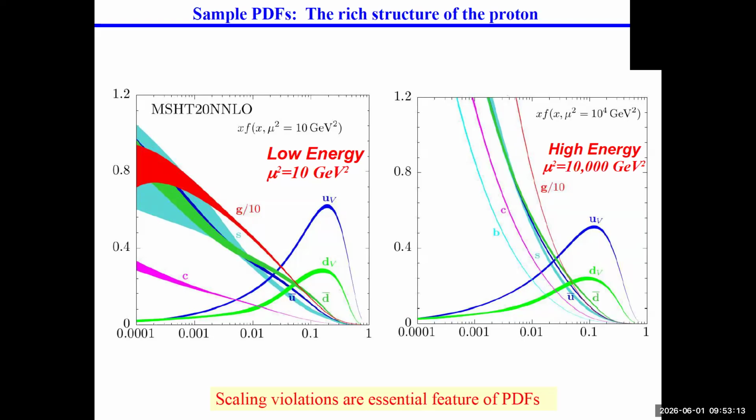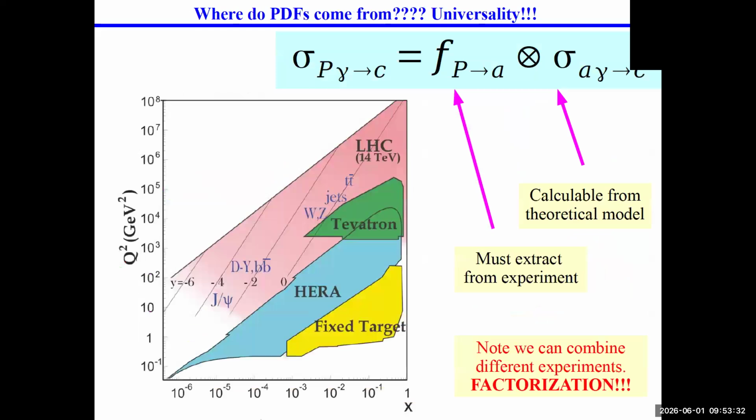Okay, and so this is what it looks like at low energy, 10 GeV squared, but then I crank it up to 10 to the fourth GeV squared, or 100, and you see they're different. Okay, and so they do change with energy. And so there are scaling violations. They're an essential feature of perturbative QCD. They're there, but they change slowly, as we saw back on the overall figure.